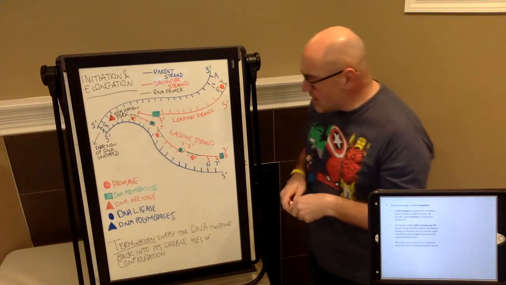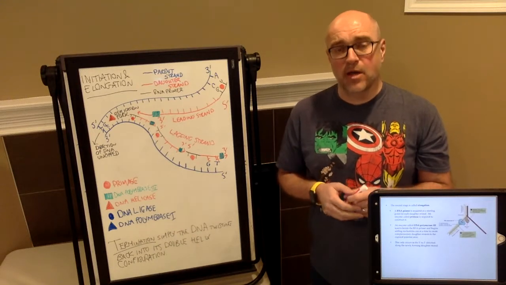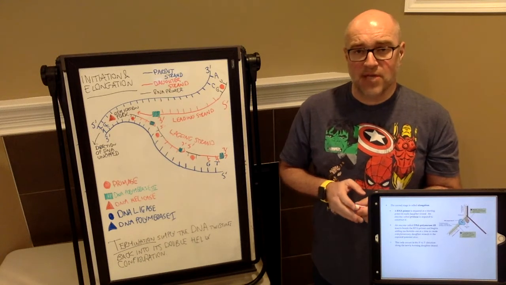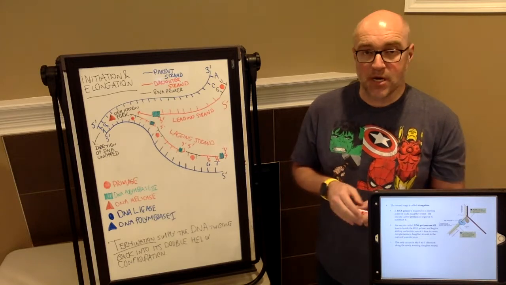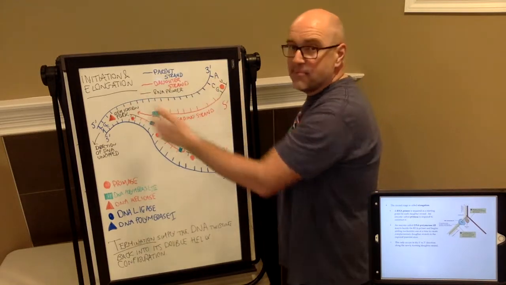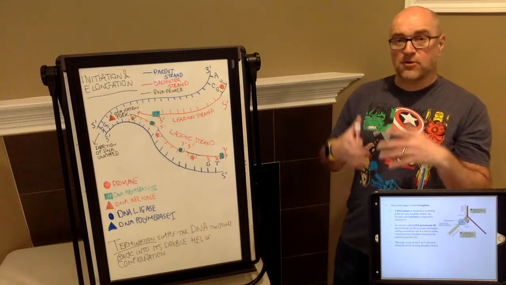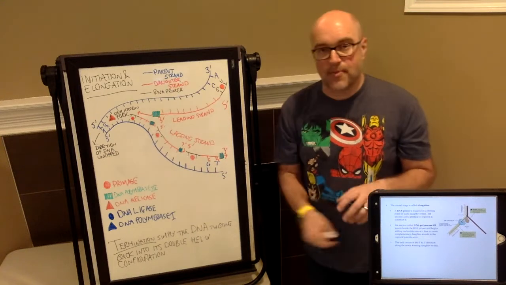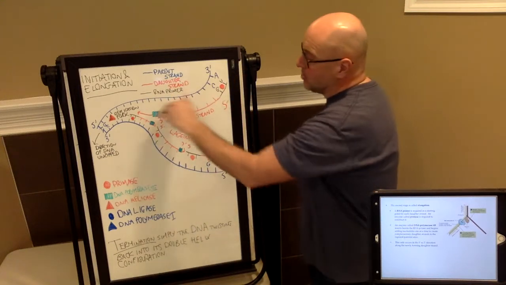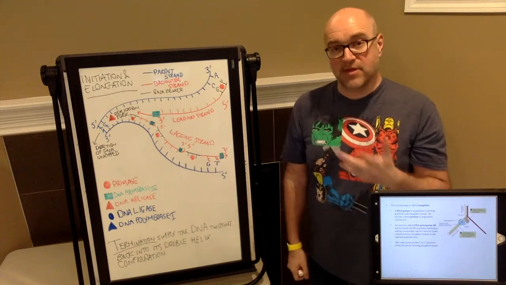Okay, now we get to the most complicated part of DNA synthesis or replication. This is the elongation portion. Now that we've unzipped the DNA, the original parent strands of DNA, the blue strands that are the parent strands, we now have to build our daughter strands beside them.